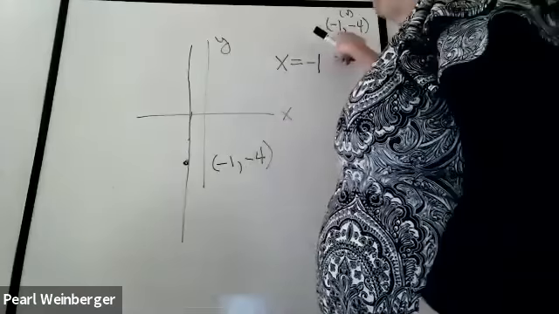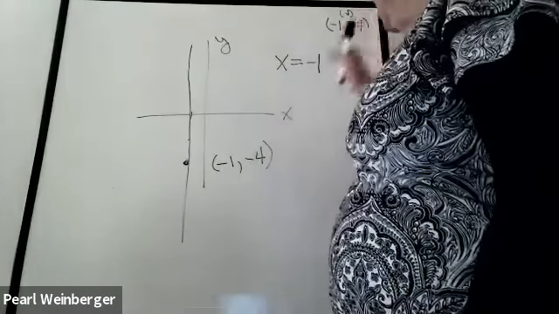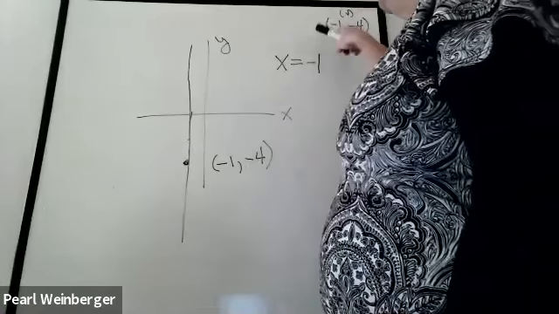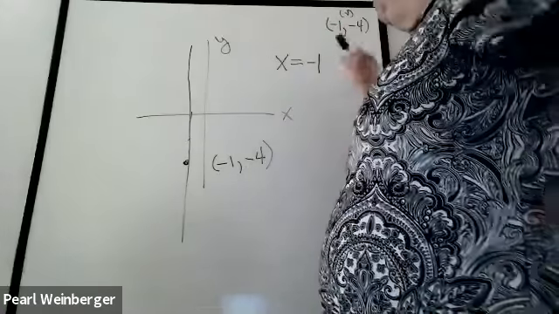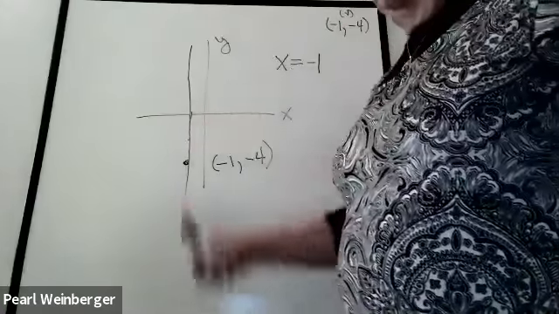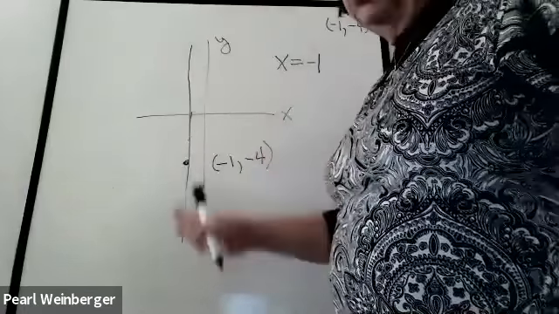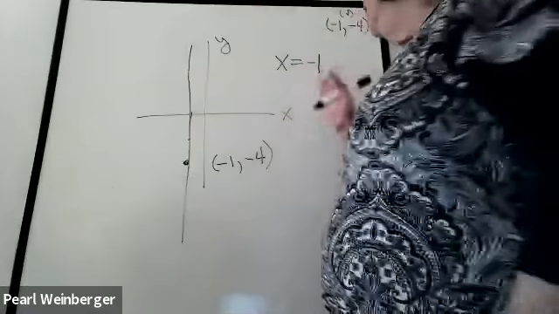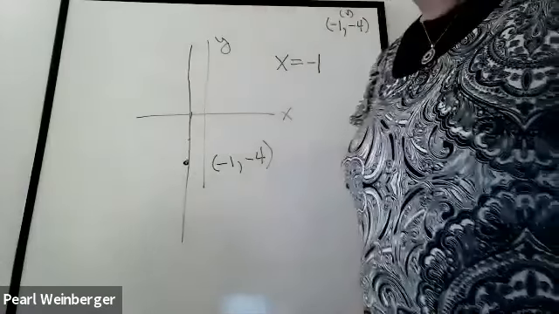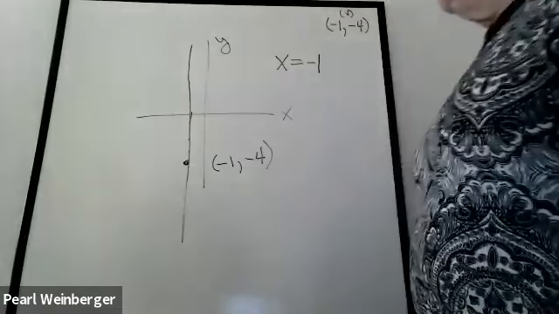So I could have right away seen, since it has to be x equals, I just look at what the x is, and that's x equals -1. Don't say -1 is the equation. An equation has to have an x or a y or both, and it has to have an equal sign. So it's x equals -1.